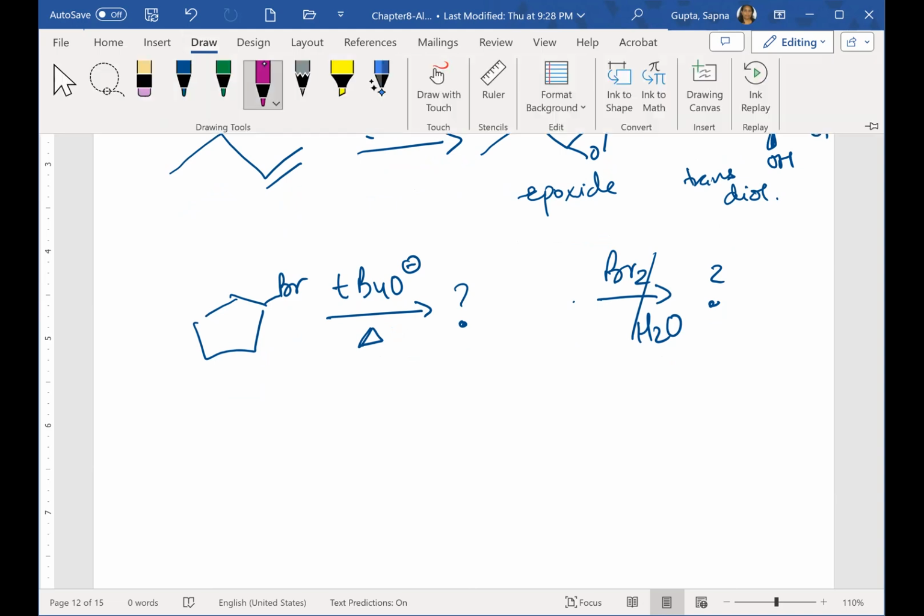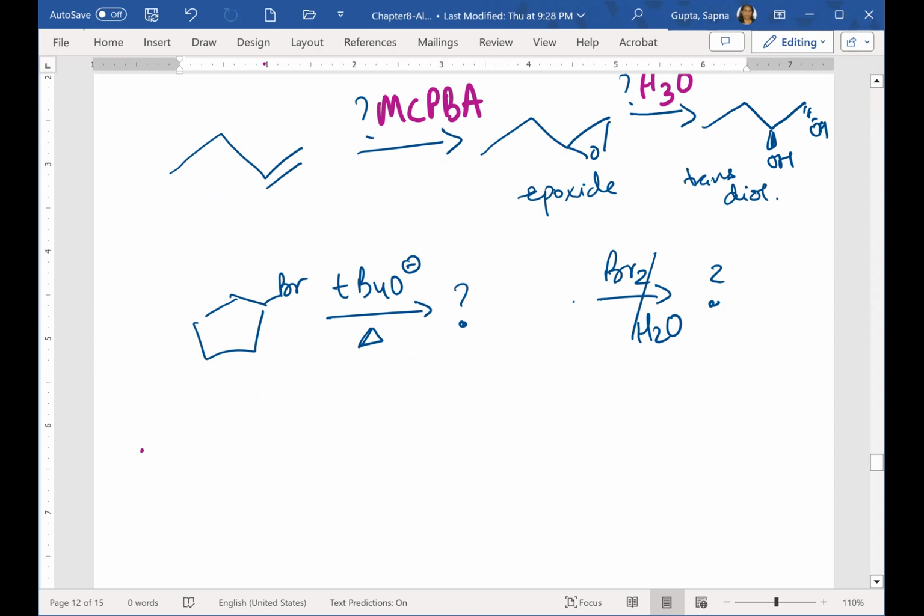So the first reaction you're looking at is actually not an alkene reaction per se. It's actually coming from the previous chapter, and that is an alkyl halide. You're treating that with t-butoxide. As soon as you see t-butoxide, think elimination, okay? And then also there is the heat symbol there. The heat symbol tells you it's elimination, so it means you're getting an alkene.